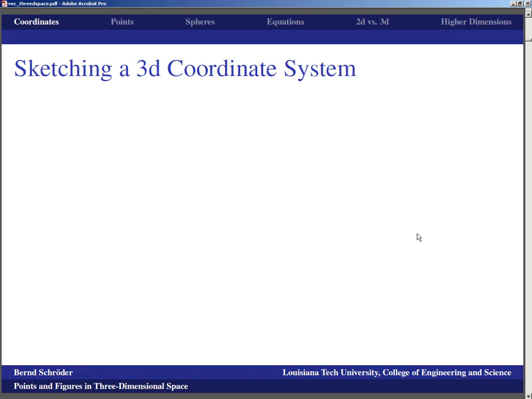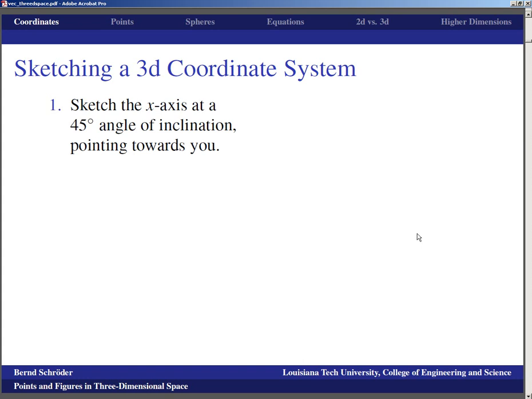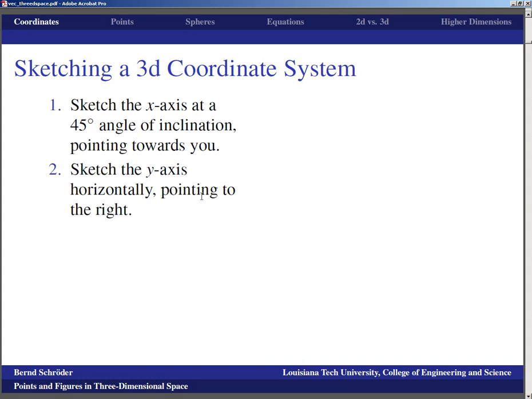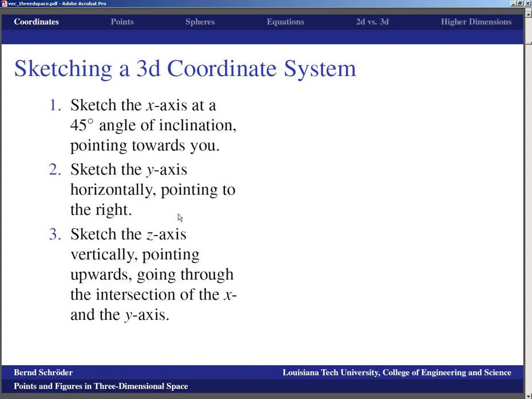but to do that, we first need to be able to sketch a 3-dimensional coordinate system. Basically, the way that goes is we will have an x-axis that comes at a 45-degree angle of inclination towards us, and we're going to sketch that all over here. We're going to sketch a y-axis horizontally that is pointing towards the right, and we're going to sketch a z-axis vertically that is pointing upwards and going through the intersection of the x and the y-axis. And then we're going to scale the axes as appropriate.